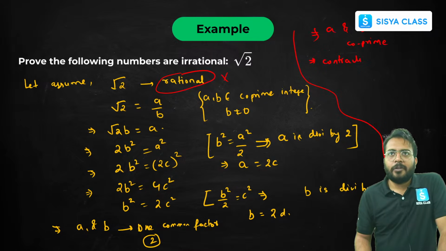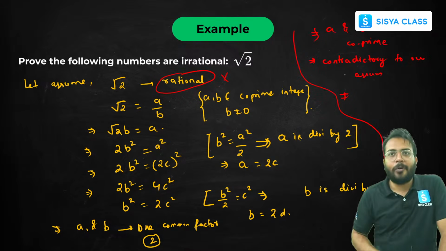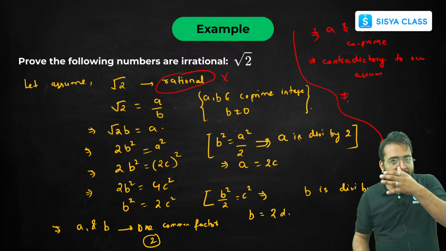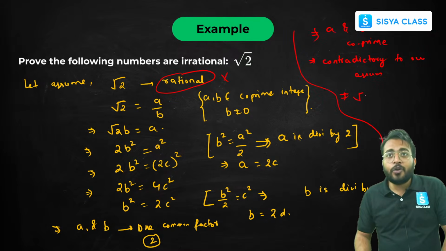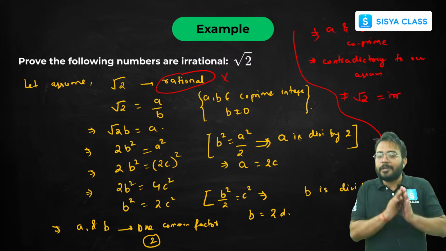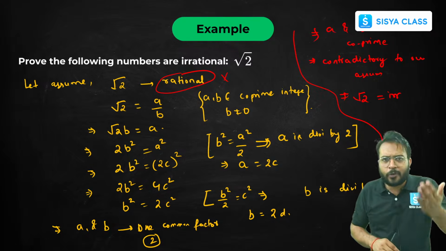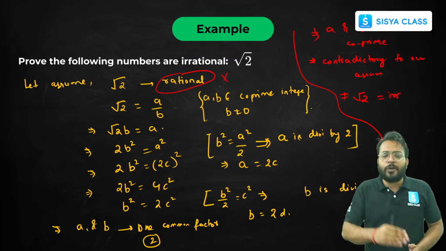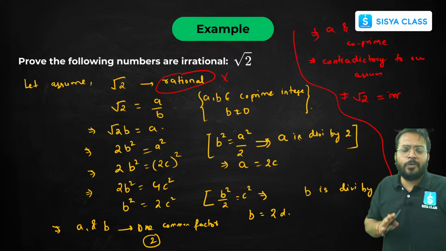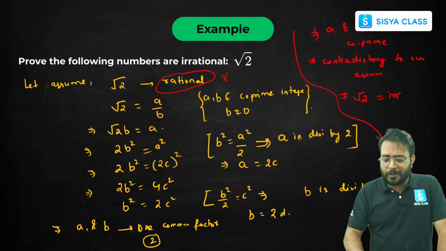It is contradictory to our assumption. And why is it contradictory to our assumption? Because our assumption is wrong. Okay, and that's why this root 2 is not going to be rational. Good, root 2 has to be irrational. All right. Understood my point? In this way you have to prove this question. Whenever you are getting root 2, or root 5, or root 7, any number, root 13, root 19, you can prove in the same way.